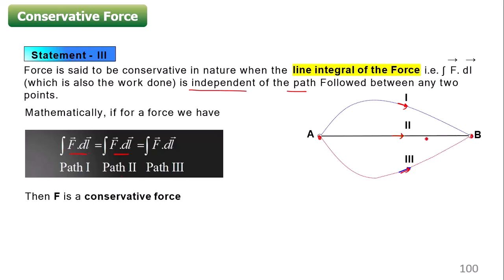So these two points should be fixed. A and B are two fixed points, and you are moving from A to B along line 1, line 2, or line 3, and you are performing the line integral. Then that is also called a conservative force. These are the three definitions of conservative force by which you have to understand which one is conservative and which one is not.